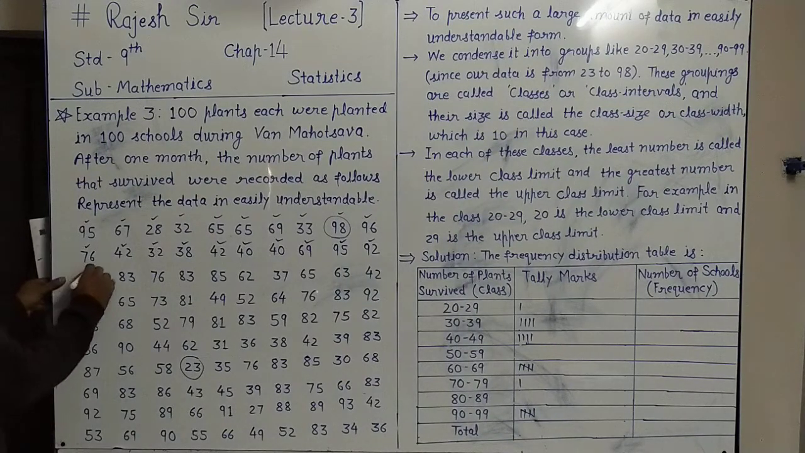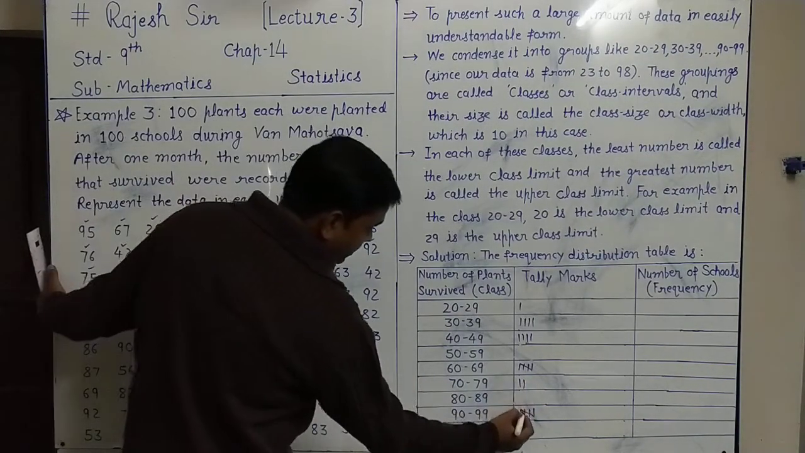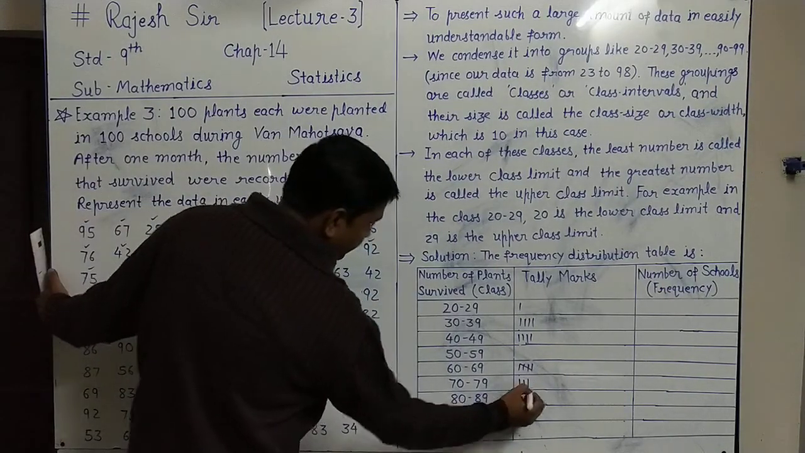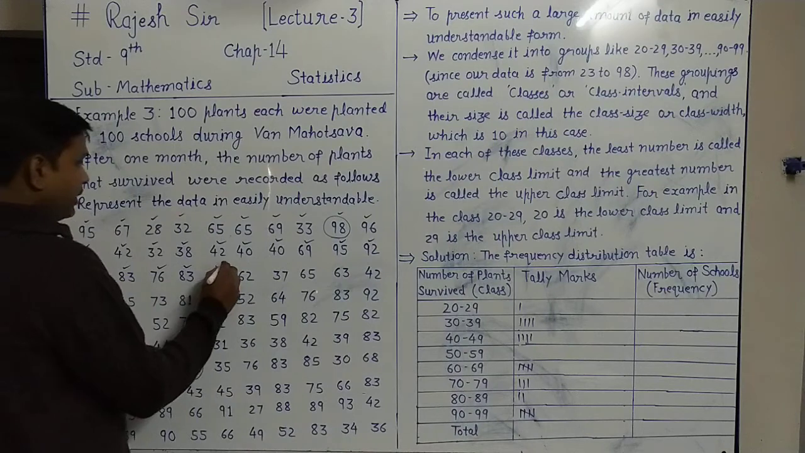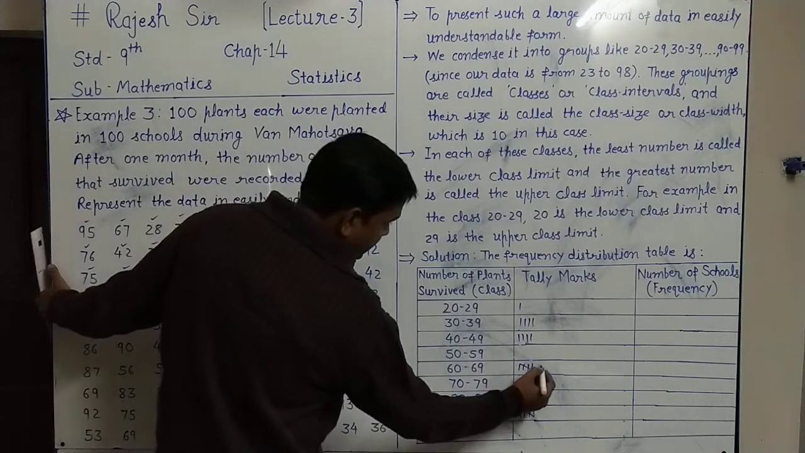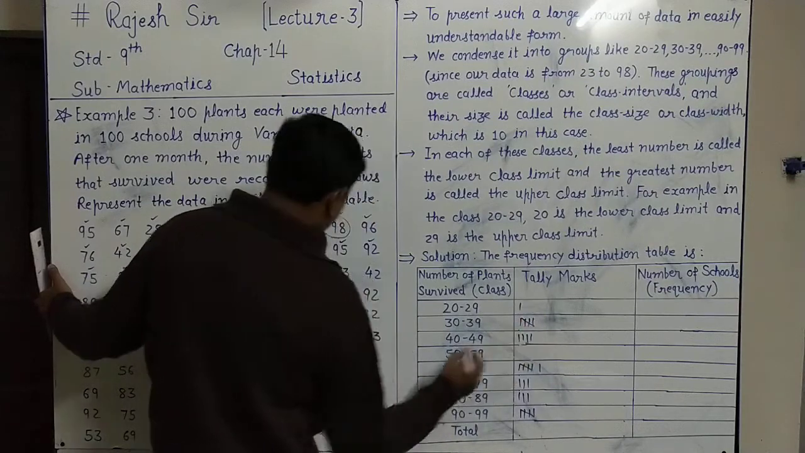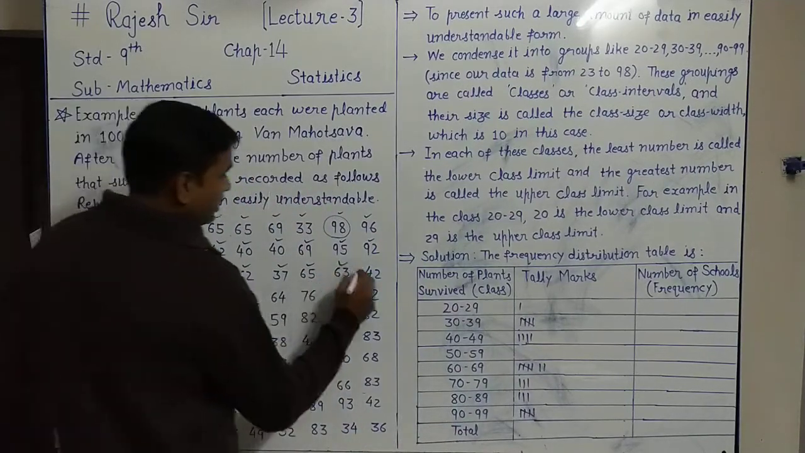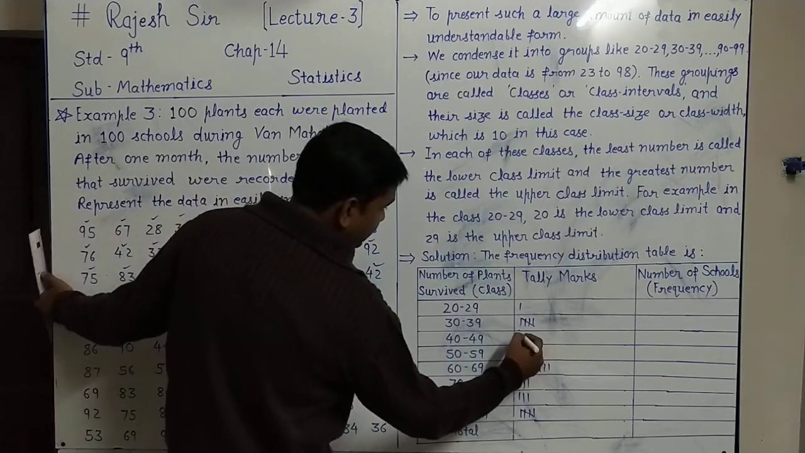Now 75 is in 70 to 79. 83 is in 80 to 89. 76 is in 70 to 79. 83 is in 80 to 89. 85 is in 80 to 89. 62 is in 60 to 69. 37 is in 30 to 39, fifth one this way. 65 is in 60 to 69. 63 again 60 to 69. 42 in 40 to 49. So this is the fifth one.